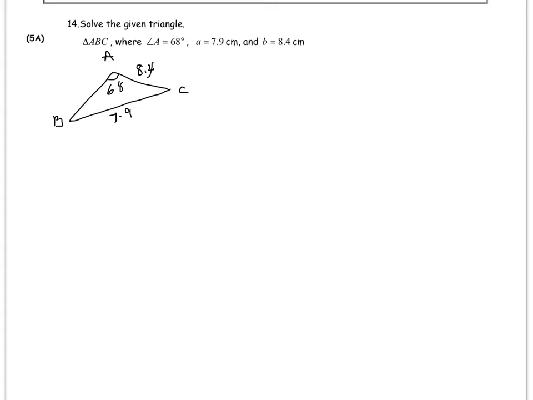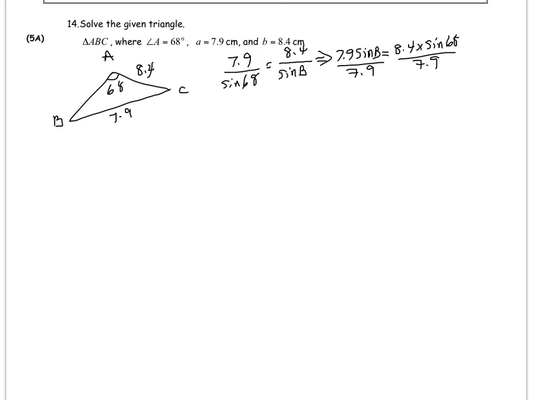I'm going to use the sine law, and I'm going to say 7.9 divided by sine 68 is equal to 8.4 divided by sine B. If we crisscross this one, we get 7.9 sine B is 8.4 times sine 68. Divide by 7.9. Then if you use the inverse sine, you will see that B is approximately 80.36 degrees.